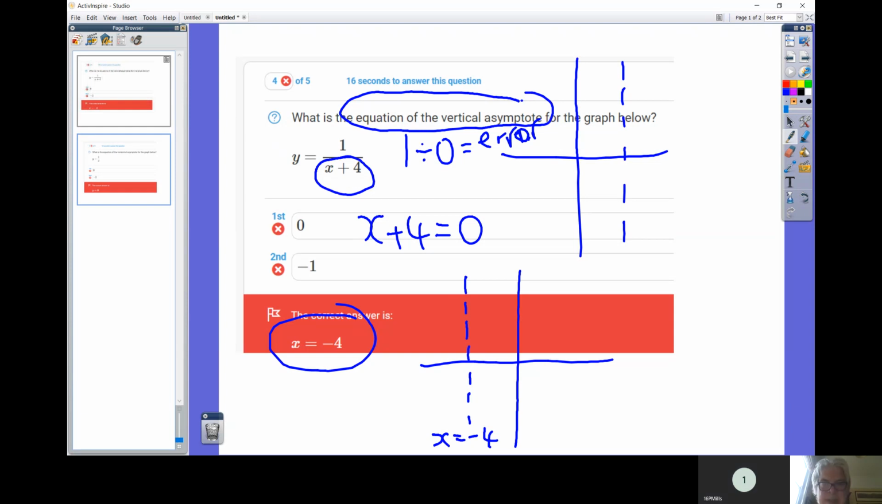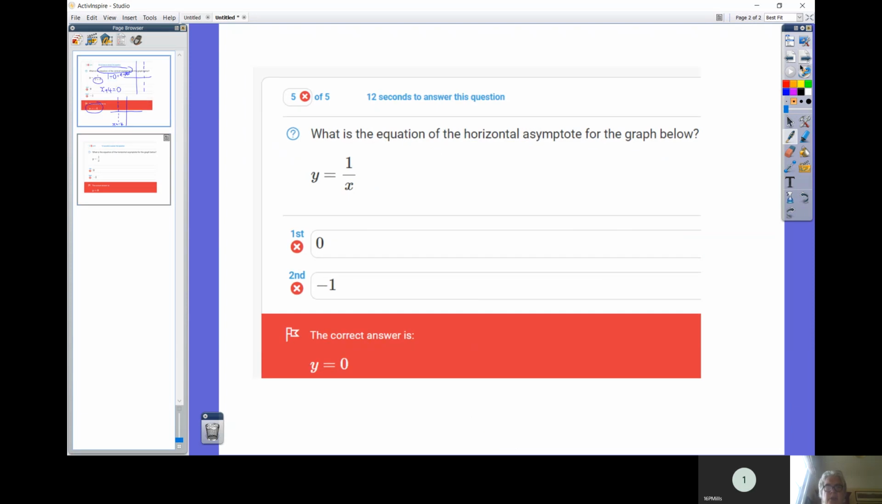Okay. Now, that's how you get the vertical asymptote. The one going straight down is what value of x makes the denominator equal to 0. Now, on the other hand, for horizontal asymptotes, this isn't the one for this question, but just to give you an example, that would be a horizontal asymptote. And that is where the curve is getting closer and closer and closer to it, but never actually reaches it.